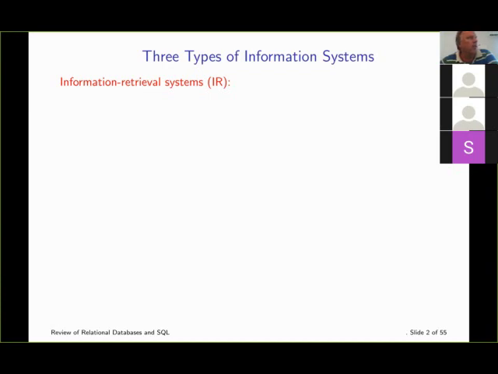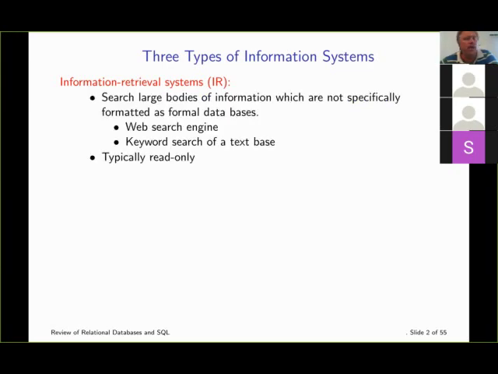There are essentially three different types of information systems. There are what are called information retrieval systems, and it's a funny name, information retrieval, because it has a very specific technical meaning. The data itself is large bodies of information which are not formatted. It's just raw text. This is kind of the input into Google. Web search engines use information retrieval, and the queries are text searches. Typically, the model is just read only. There are no updates.